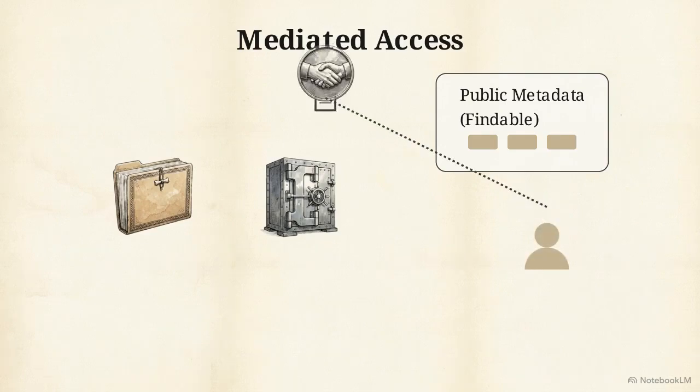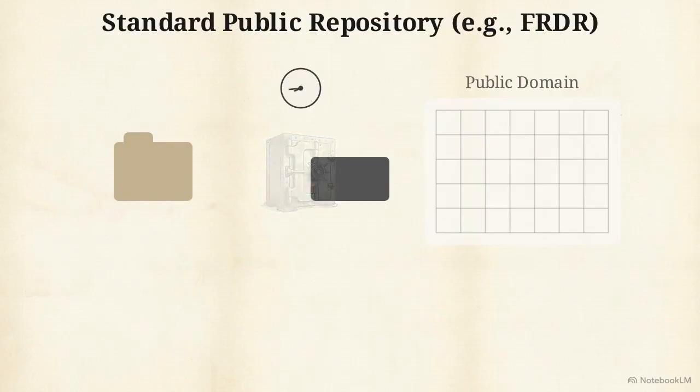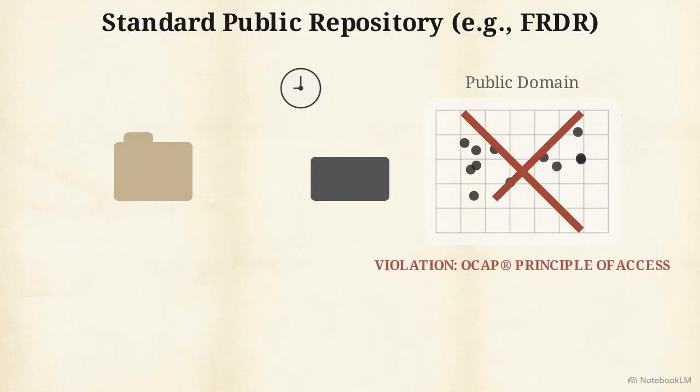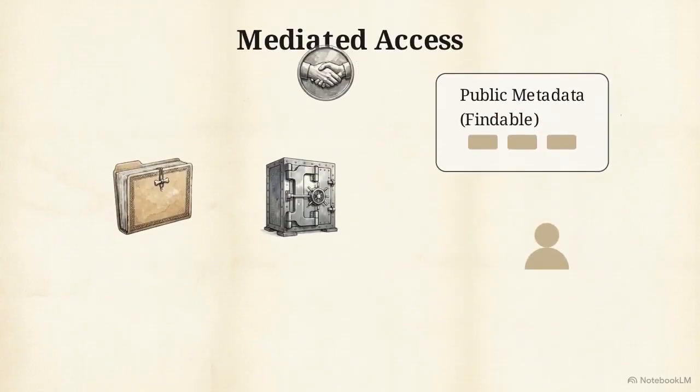Anyone requesting access must submit their purpose to a designated community steward, who evaluates the request based entirely on community protocols. Contrast this with national platforms like the Federated Research Data Repository. Their current systems cannot restrict data access long-term. Any data deposited there will eventually become public, a direct violation of the OCAP principle of access.